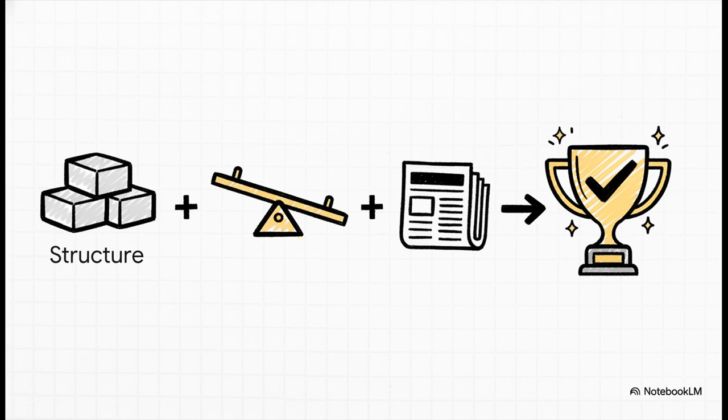So, let's boil it all down one last time. The formula for success is pretty simple, but it requires discipline. It's a great PEEL structure, plus that constant integrated seesaw comparison, plus fresh, recent, specific evidence. That is your recipe for a full 12 marks.